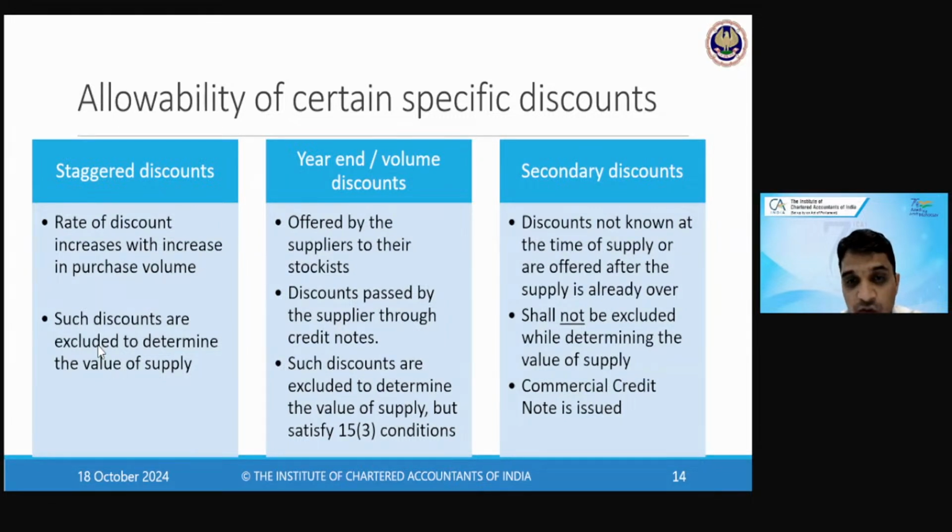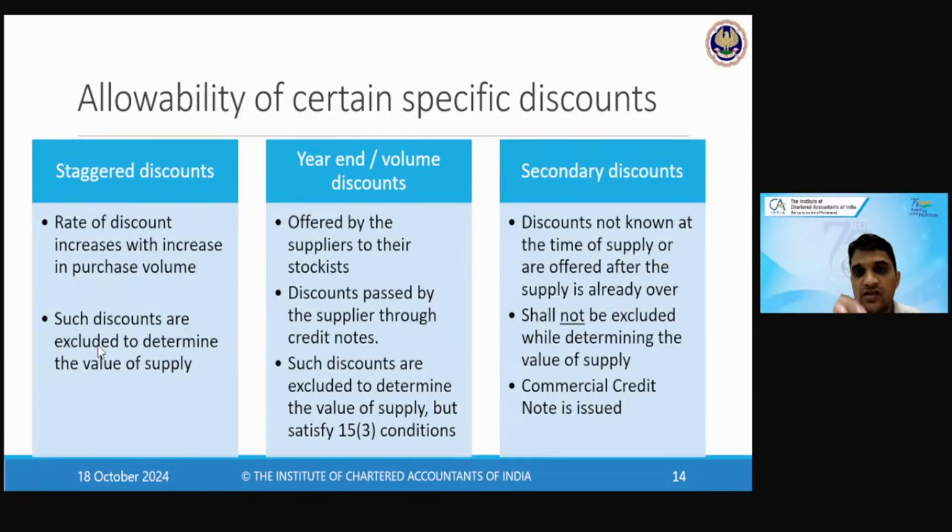They shall not be excluded from determining the value, like we had discussed in scenario 4, where you're giving a discount, but you have not agreed at the time of supply. They are called secondary discount. You want to give the price benefit, the customer will pay you less, but they are not satisfying the conditions of 15(3). So you will not reduce it from the sale value. You will pay the full taxes. And to give the benefit, you will give an instrument called a commercial credit note.